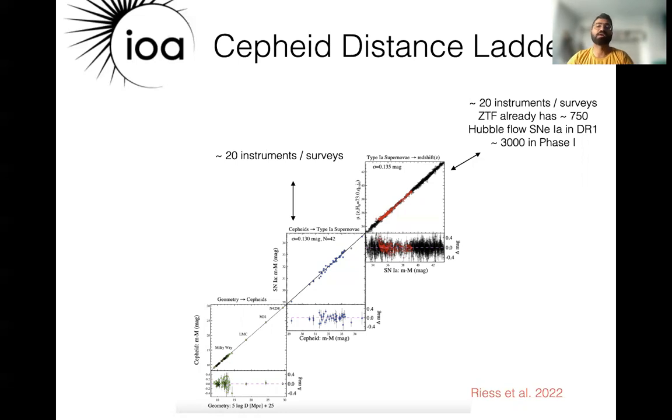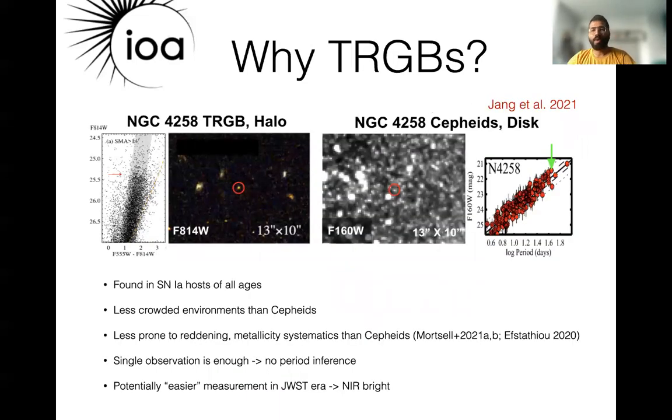In the Hubble flow rung, we see that the few hundred type Ia supernovae that were there in this redshift regime will now soon be replaced with around 3,000 from ZTF DR2, but DR1 already has around 750 Hubble flow type Ia supernovae. So why do we move towards the tip of the red giant branch? And I think this figure illustrates the relative benefits.